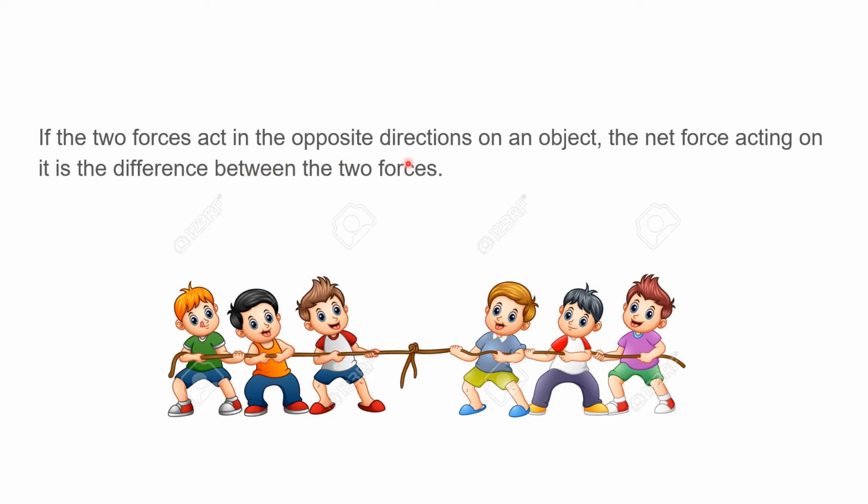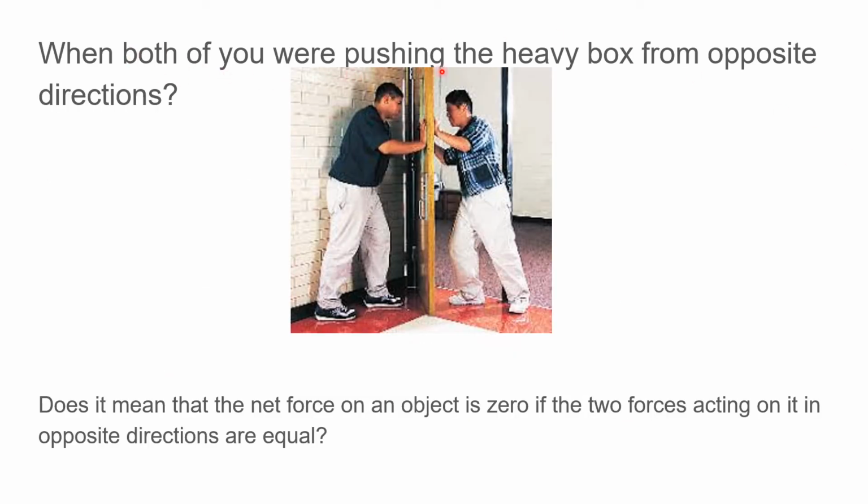So if two forces act in opposite direction on an object, the net force acting on it is the difference between the two forces. For example, if team 1 is applying more force than team 2, then the net force will be the difference between the force applied by team 1 and the force applied by team 2. Now, when both of you were pushing the heavy box from opposite direction, what will happen? Does it mean the net force on the object is 0 if the two forces acting on it in opposite directions are equal? Exactly, it will be 0.